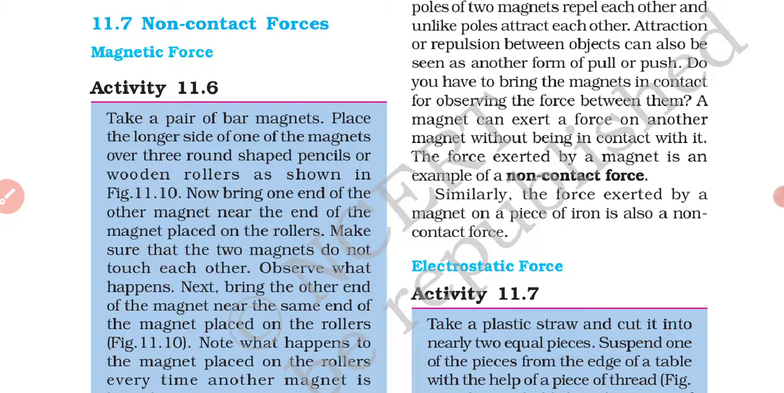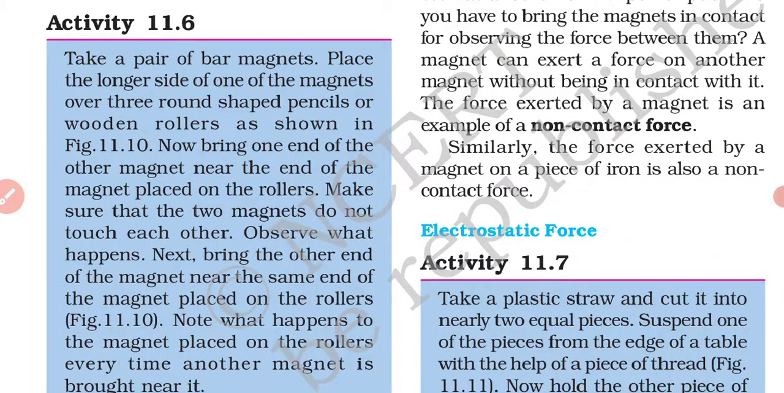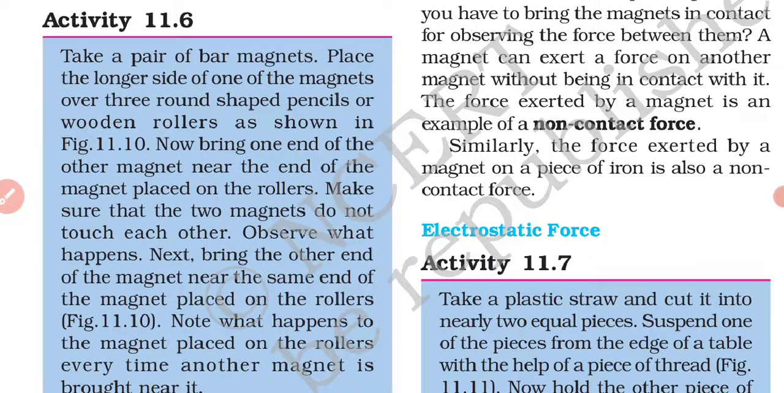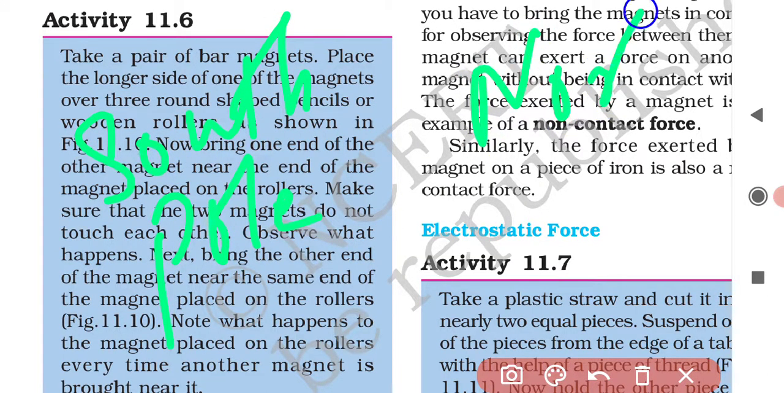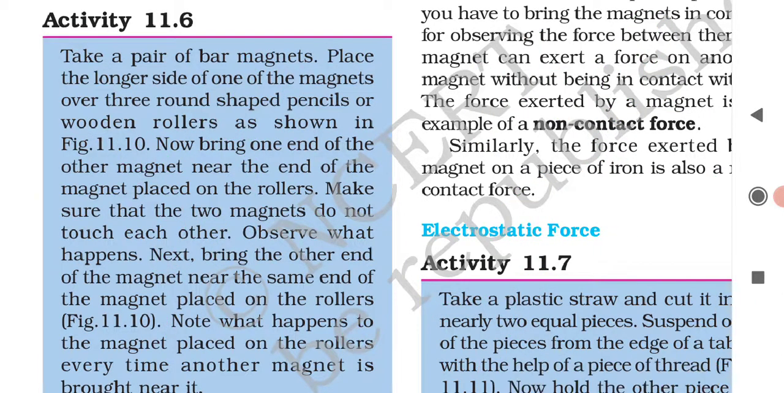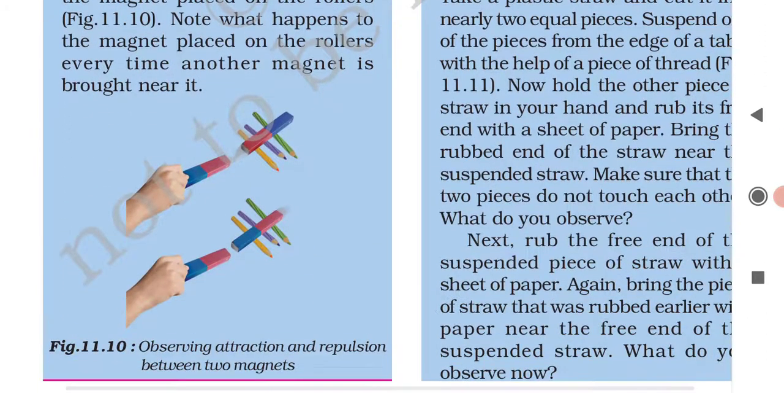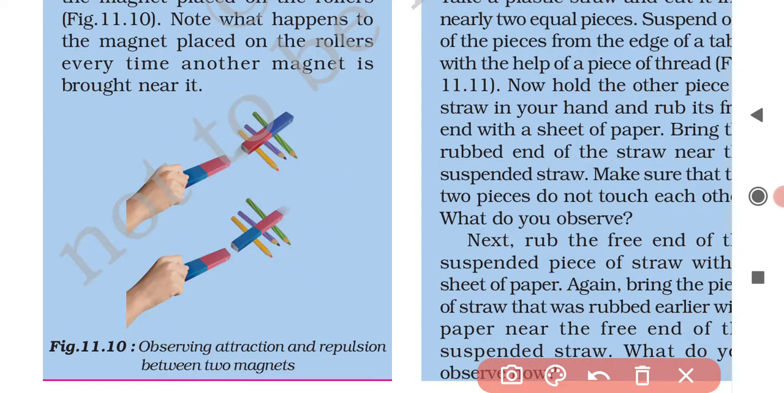Okay, so there is an activity 11.6. Let's see this activity 11.6. In this activity you have to take two similar bar magnets. You know about bar magnets, right? A bar magnet has two poles, you know this. One is the south pole and the other is the north pole. So you have to take two similar bar magnets just like this, which is shown.